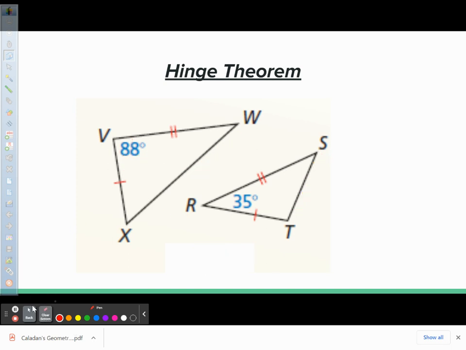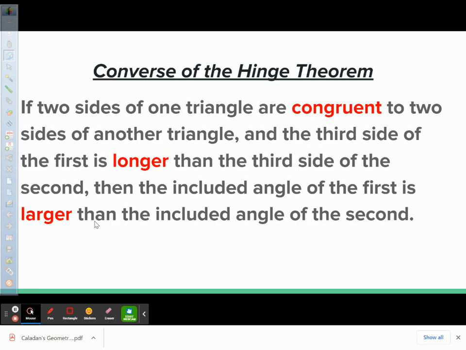All right, and then the converse of the hinge theorem says, if two sides of one triangle are congruent to two sides of another triangle and the third side of the first is longer, let's fill these in, than the third side of the second, then the included angle is larger than the included angle of the second. So they're just saying, if you know the lengths of the sides and one side is bigger than the other, then you know the angle is bigger. So the hinge theorem says if the angle is bigger, then the side's bigger. The converse of the hinge says if the side's bigger, then the angle's bigger.